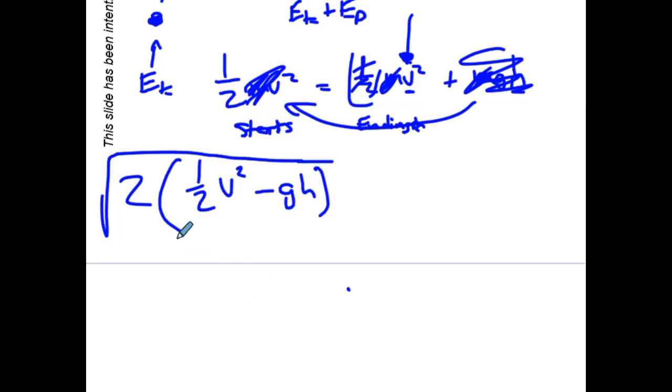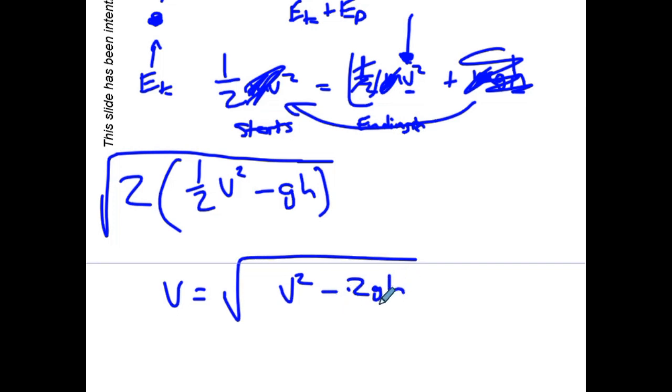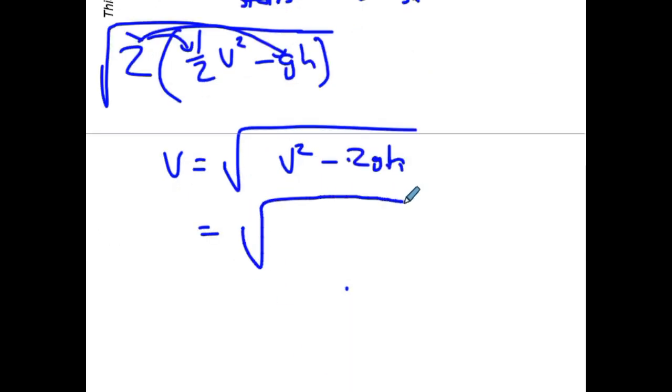Now, if you'd like to, you can actually distribute that 2, and you could then say that your velocity will be equal to the square root of v squared minus 2gh, because if you can follow how the math is working here, 2 times 1/2 means that the coefficients go away, and you're just going to have v squared. And if you distribute 2 by gh, you'll get negative 2gh, which means that all we need to solve this problem is the initial velocity, which we had, 16.